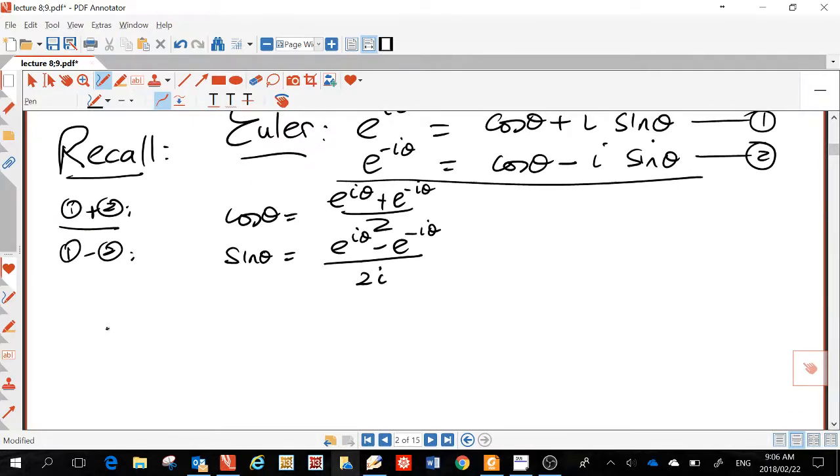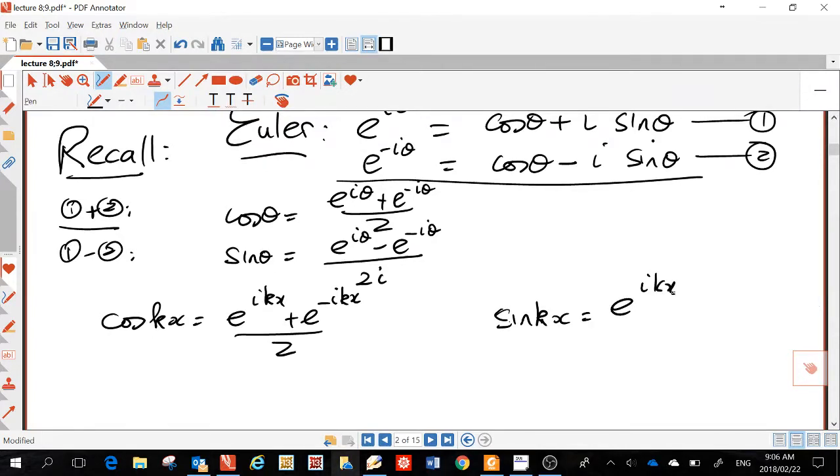So in our language now, cos kx is e to the i kx plus e to the minus i kx over 2. Sine kx is e to the i kx minus e to the minus i kx upon 2i.